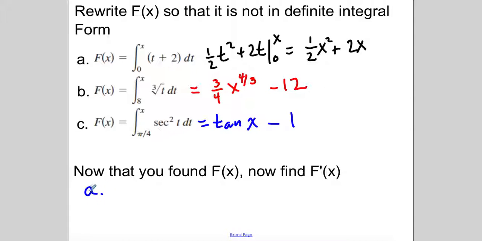And so for A, the derivative of this would give me x plus 2. For B, it would be the cube root of x. And then for C, the derivative of tangent x minus 1 gives me secant squared x. And so if you notice, our derivatives are identical to our integrands, except wherever there was a t, we now replace it with x. And so this takes us into the second fundamental theorem of calculus, which is this.